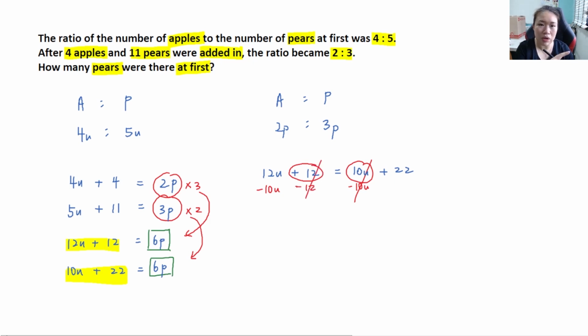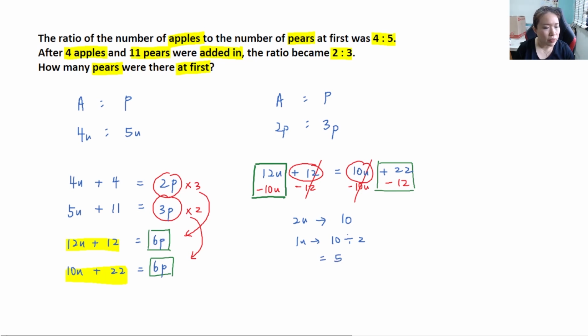So since I'm minus 12 on the left right now, I have to balance it out to minus 12 on the right as well. So let's see. On the left side now, we have left with 12u minus 10, which is 2 units. And on the right side now, we will have 22 minus 12, which is 10. So 2 units is 10. So 1 unit will give us 10 divided by 2, which is 5.